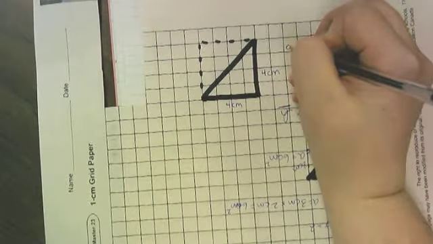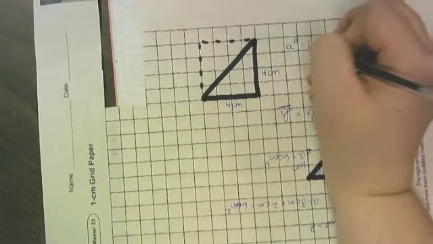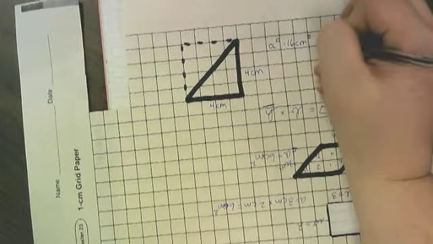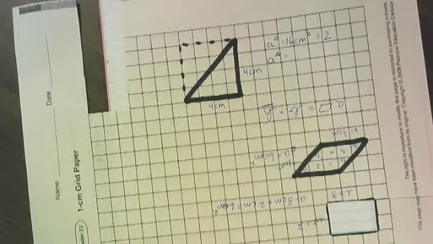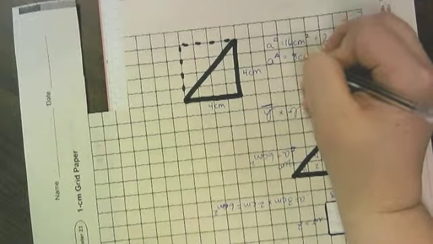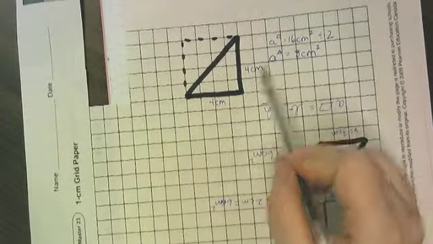So the area of the rectangle is 16 centimeters squared. But I don't have a rectangle. What do I have? Half of that. Half of a rectangle. So the area of the triangle is 8 what? Centimeters squared. 8 centimeters squared. Area of a triangle, base times height divided by 2.